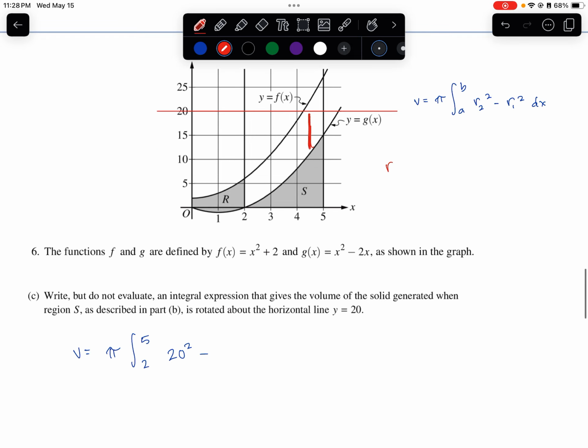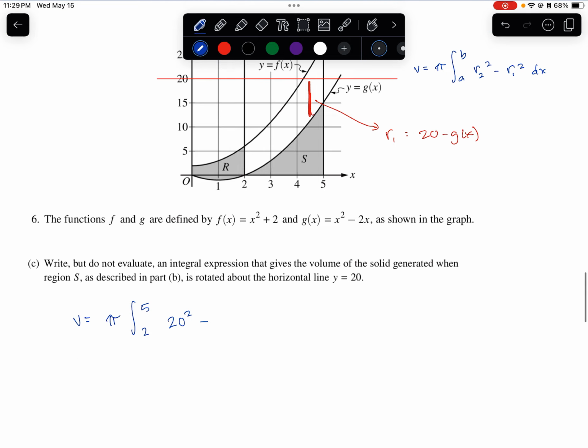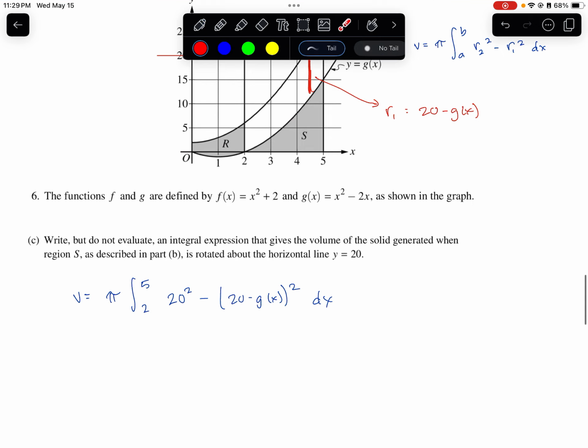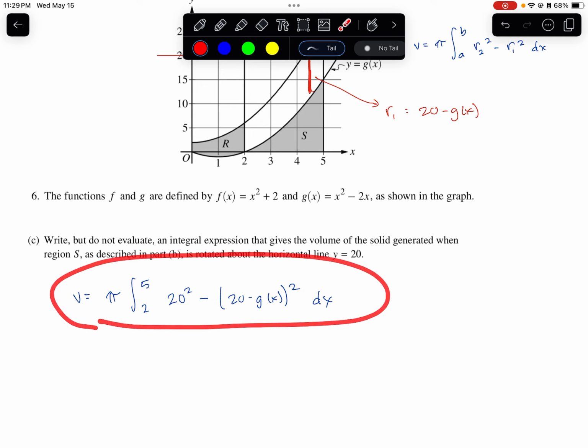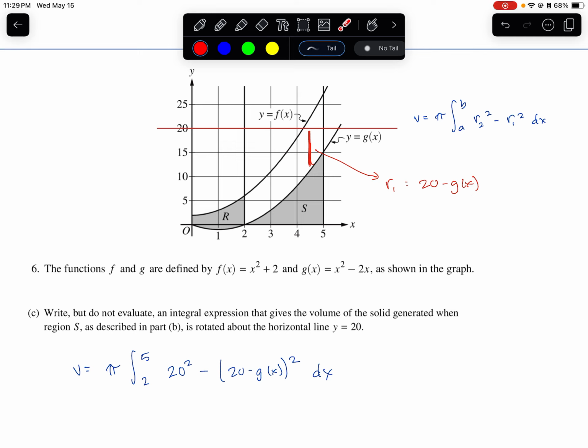So that inner radius, I'll call it r sub 1, would be equal to 20 minus g of x. That should give me that empty space. So that's my inner radius. So 20 minus g of x, make sure you square all of that, dx, and this should give you the volume as described here. It's a washer method. That makes sense.